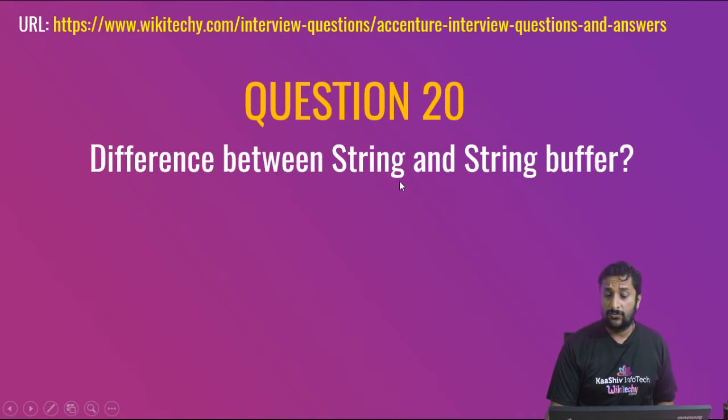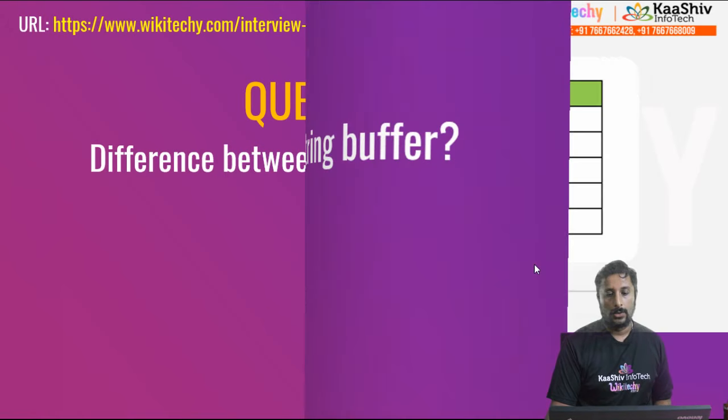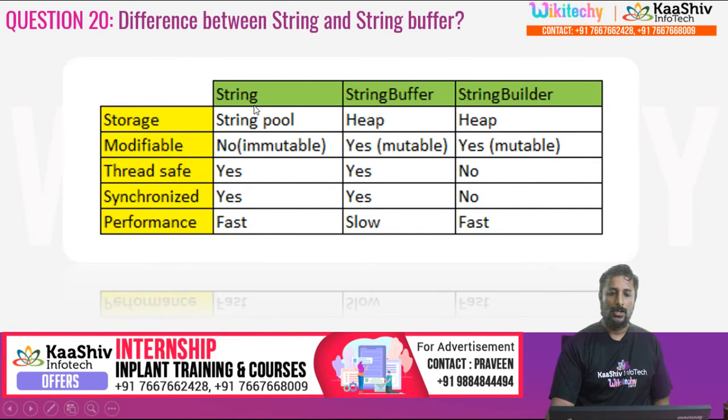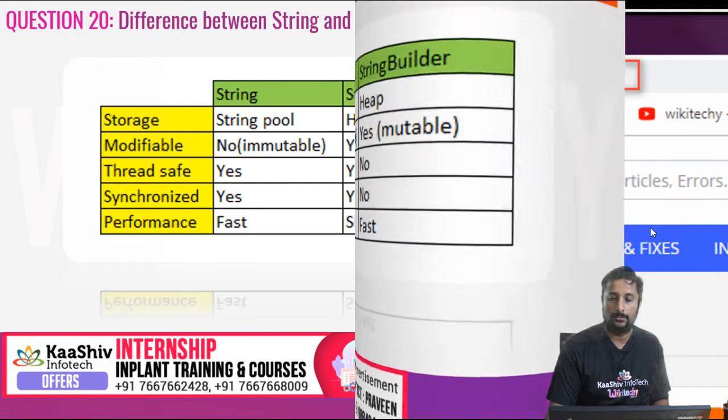What is the difference between String and StringBuffer? Here is a simple difference. String lives in the string pool, while the others are on the heap. String is immutable, the others are mutable. Thread safe: String yes, StringBuffer yes, StringBuilder no. Synchronized: yes, yes, no. Speed: String is slow, StringBuffer slow, StringBuilder fast. This is the difference between String, StringBuffer and also StringBuilder.